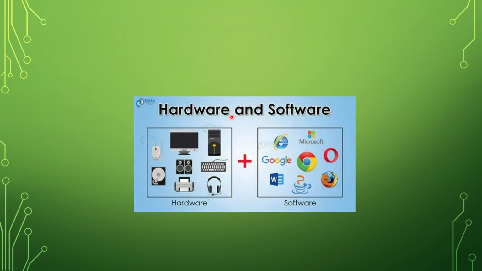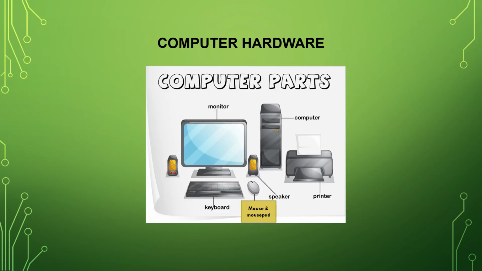So here's a nice picture to show you what is hardware and what is software. Computer hardware contains computer parts. So you have your monitor, your screen, but we call it a monitor. We have the keyboard, a mouse and mouse pad, your speaker if you do have speakers, the printer and the computer or computer box.